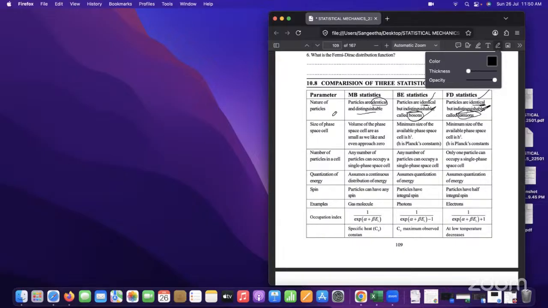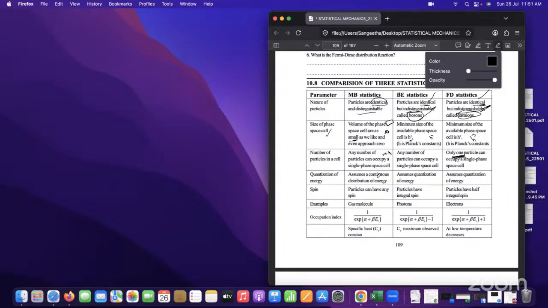Next, what is the size we will see. Size of the phase cell. Here the size of the cell is taken as some small area, and almost the size of the cell we take as 0. Here the size of the phase space cell is represented with h cube, where h is Planck's constant. Here any number of particles can occupy a single phase cell, and in the first two cases any number of particles can be occupied, whereas in Fermi-Dirac statistics only one particle occupies a single phase cell.